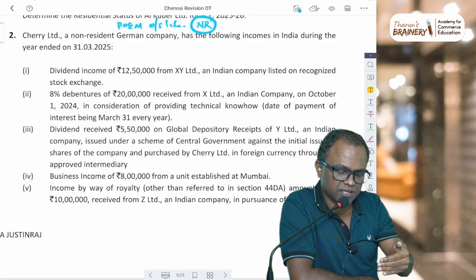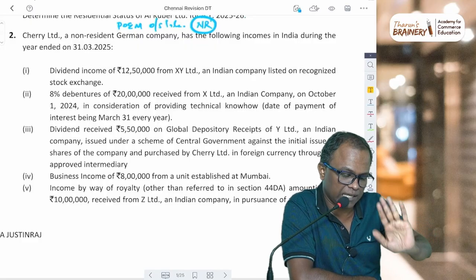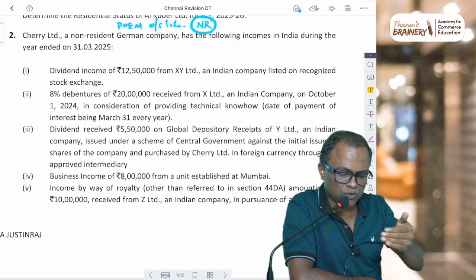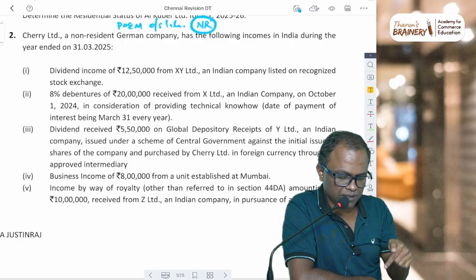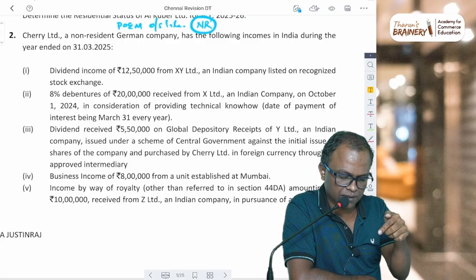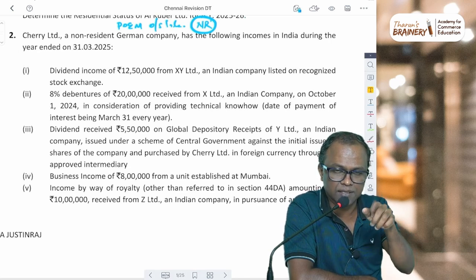Second, 8% debentures received from X Limited, 8% debentures of 20 lakhs. So that 20 lakhs is gross. Interest also we can compute directly as gross. Third one, you should remember, dividend received. Dividend received means it will be after deducting TDS.